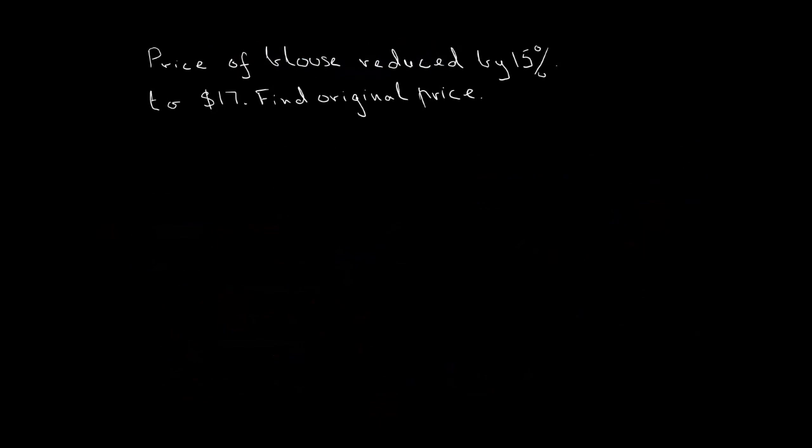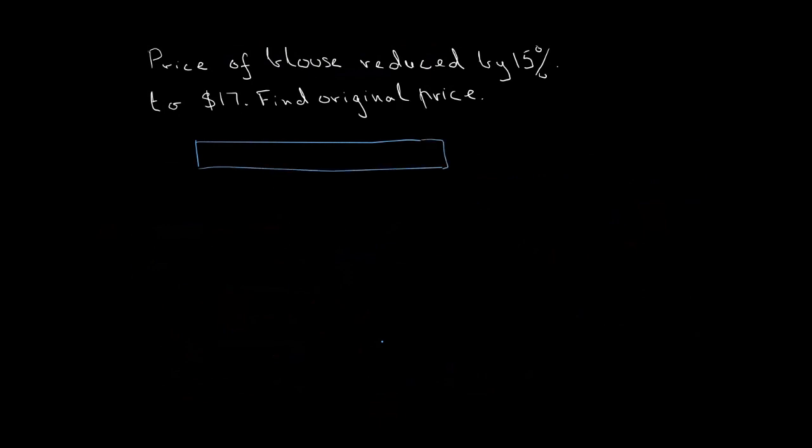So let's say there was a sale and the price of a blouse was reduced by 15%. It was sold for $17. Find the usual price of the blouse. So now here we go. Again we're going to do the same thing. We're going to draw a bar and this is the usual price of the blouse. So this is going to be 100%, right?